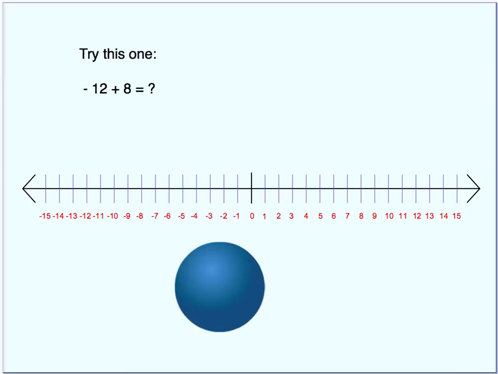Now let's try this one. -12 plus 8. You would definitely start at the -12, and then because we're adding, you're going to move right on the number line. So you're going to move right by 8 different points on the number line, and you should end up with -4. Doesn't want to pop for me, but your answer would be -4.